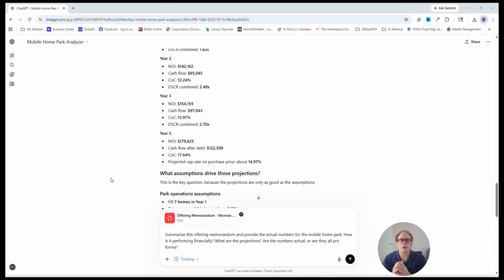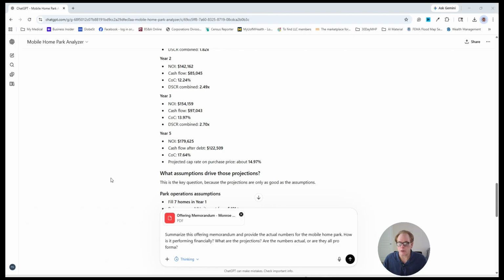Have you ever wanted to take an OM from a mobile home community and find out whether you want to pursue it and underwrite it further, or just want to throw it in the trash? Now you can do that, folks, with my mobile home park analyzer GPT.